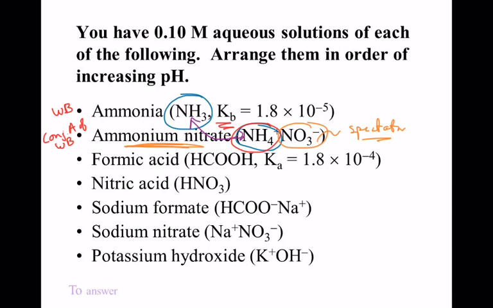Formic acid, the Ka kind of gives it away. So what should we write over here in the margin for that one? Weak acid. Weak acid, WA. Yep. Nitric acid, what should we write in the margins for that? Strong acid. I sure would. SA for strong acid.